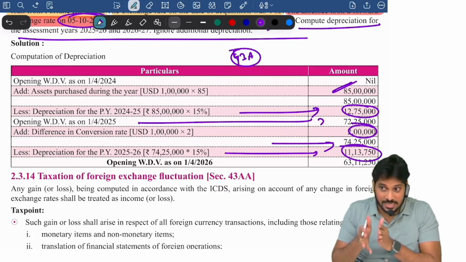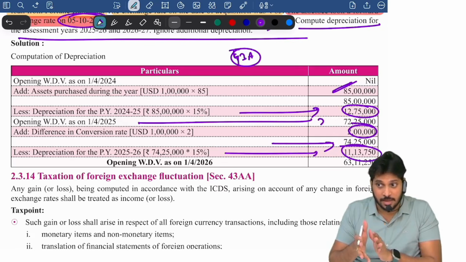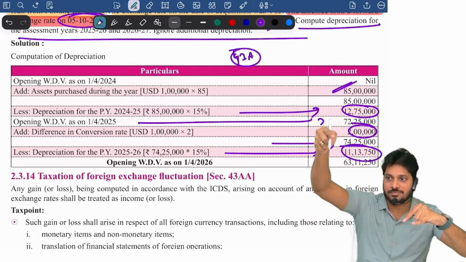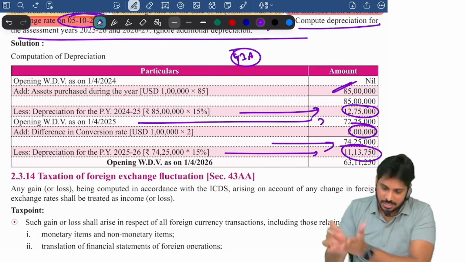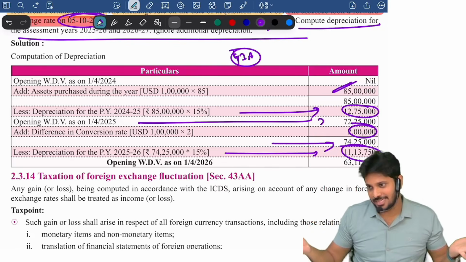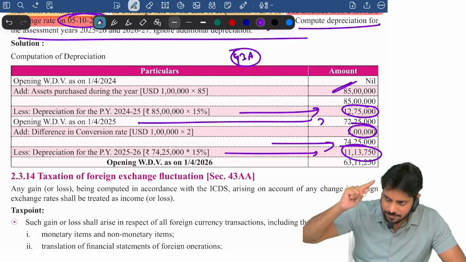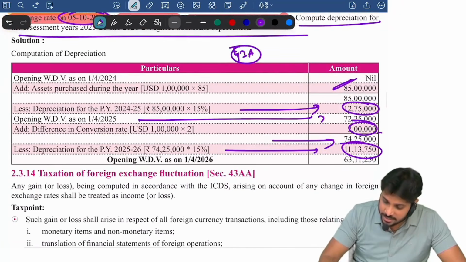So in the current year, if any exchange rate variation came, either add it to the block or reduce it to the block before calculating depreciation. Then you reduce the depreciation. This problem we don't even have in CA, which is a good thing. Clear? You understood now? Why we didn't add this 2 lakhs in the last year?